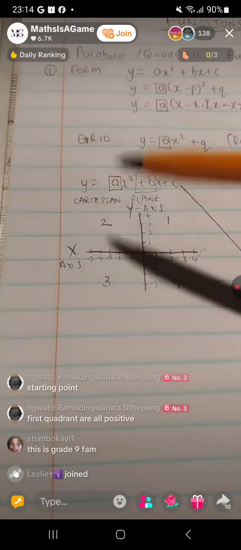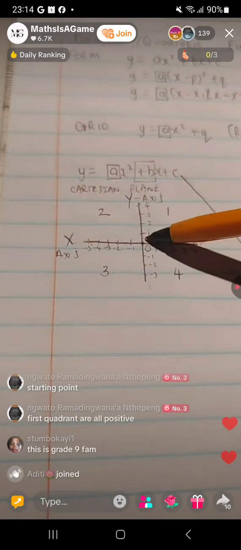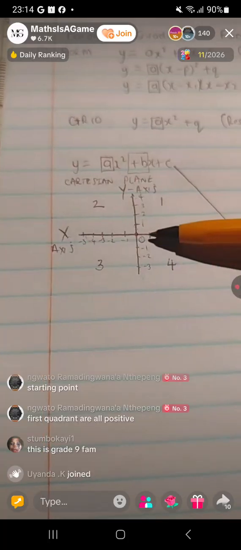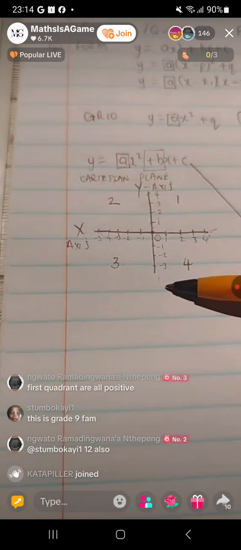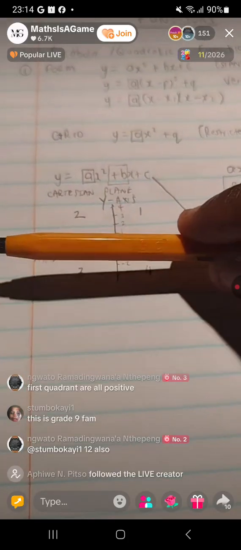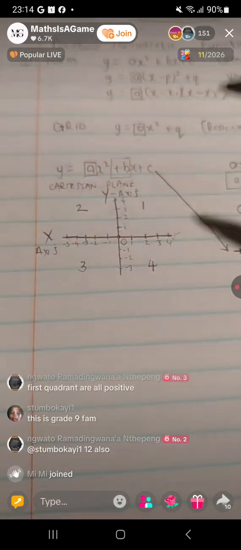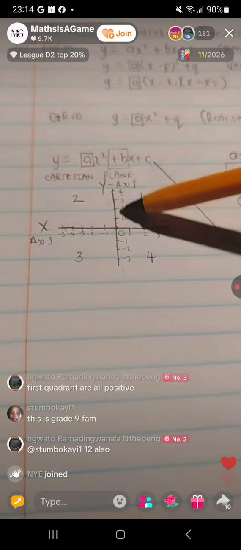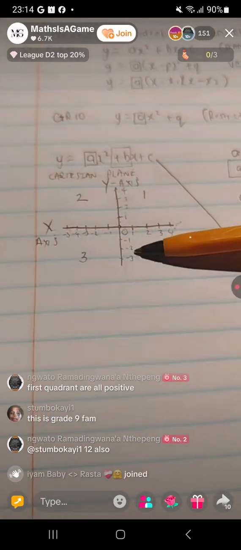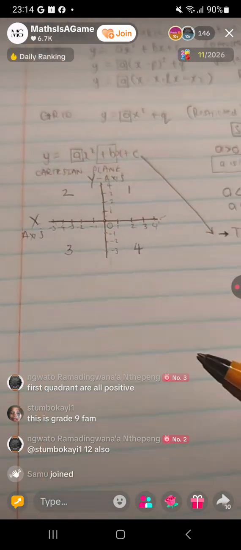Above the x-axis, y is positive. Below the x-axis, y is negative. This is such an important thing. I don't know if people really internalize it. Above the x-axis, y is positive. Below the x-axis, y is negative.